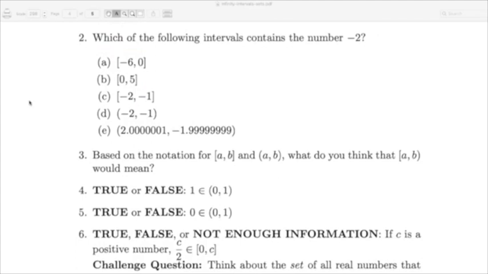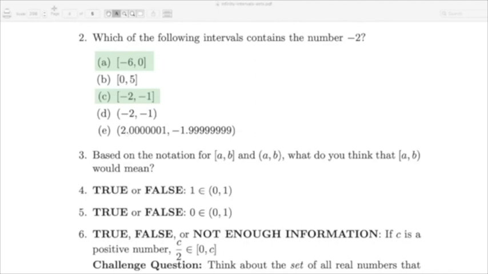Which of these intervals contains the number 2? The closed interval -6, 0. What about the closed interval 0, 5? What about the closed interval -2, -1? What about the open interval -2, -1? What about the open interval 2.0000001 and -1.99999?